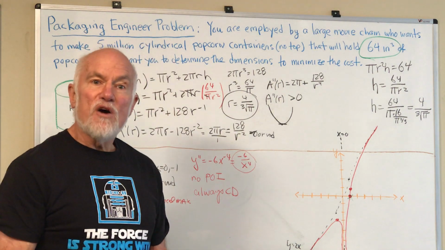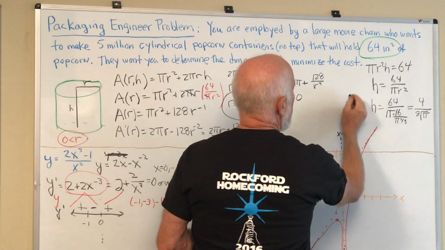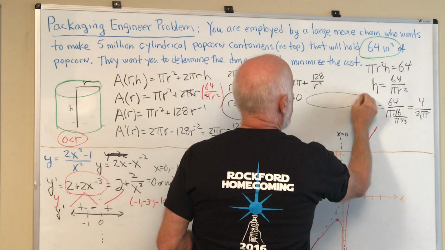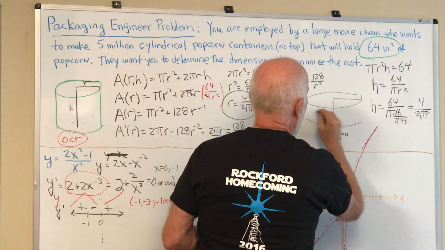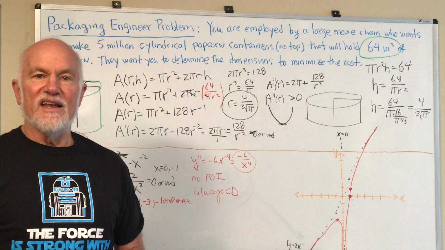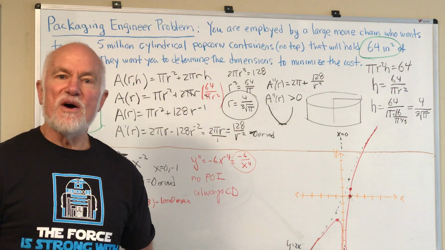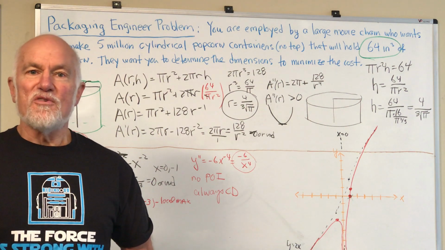So the interesting thing is, r and h turn out to be the exact same number. So we found out what the dimensions of that should be, and we see that basically you're going to make something where the radius is the same thing as the height, and your container is going to look something like that. And you're going to minimize the amount of material you use for those 5 million containers.